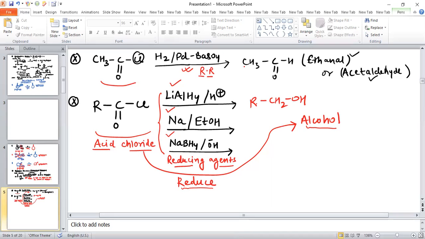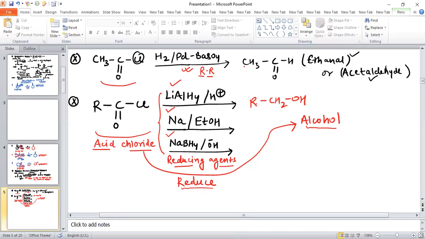So basically when you use these compounds like LiAlH4 in acidic medium, sodium ethanol and sodium borohydride in basic medium, acid chloride will be reduced to alcohol in this case. Now I hope it is clear to all of you. For these types of reduction, simply know the reduction reagents which should be used.